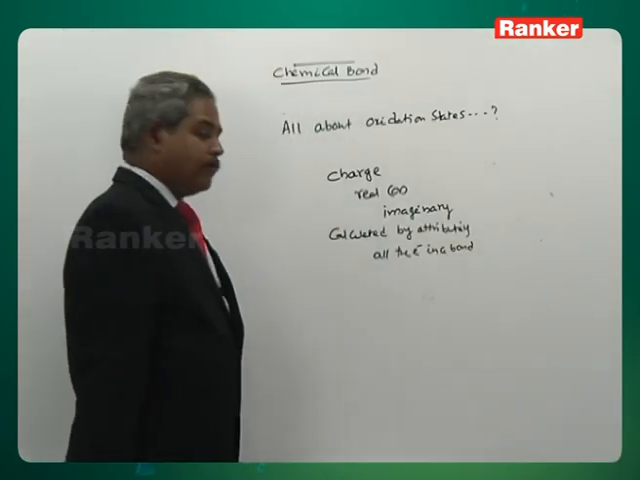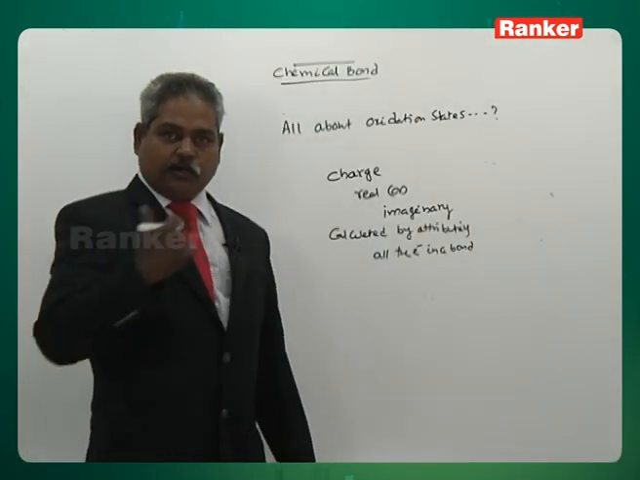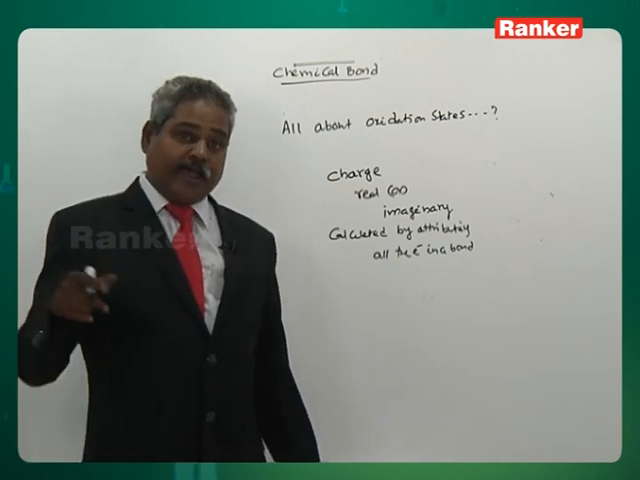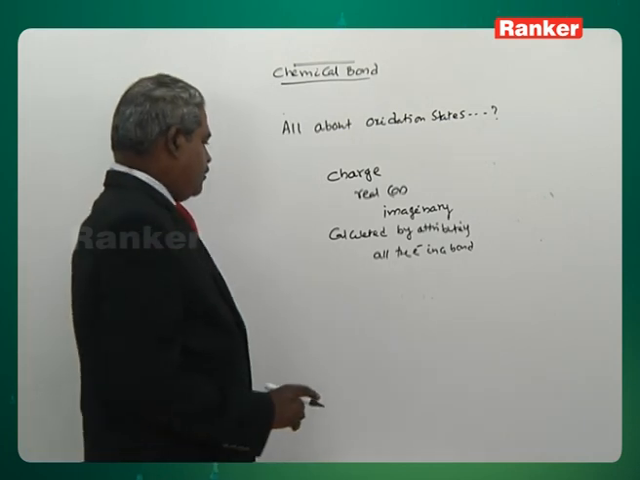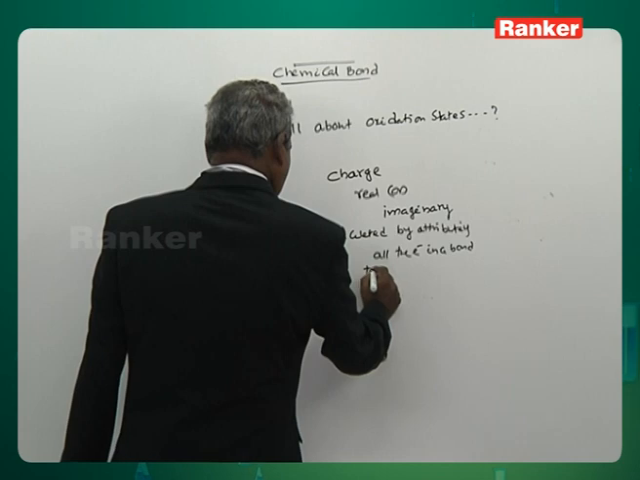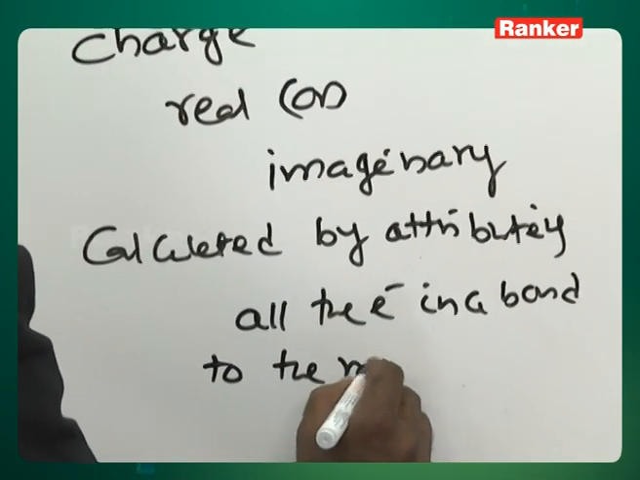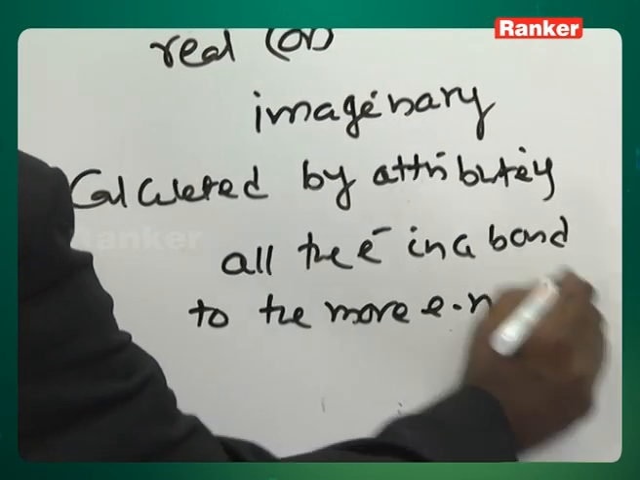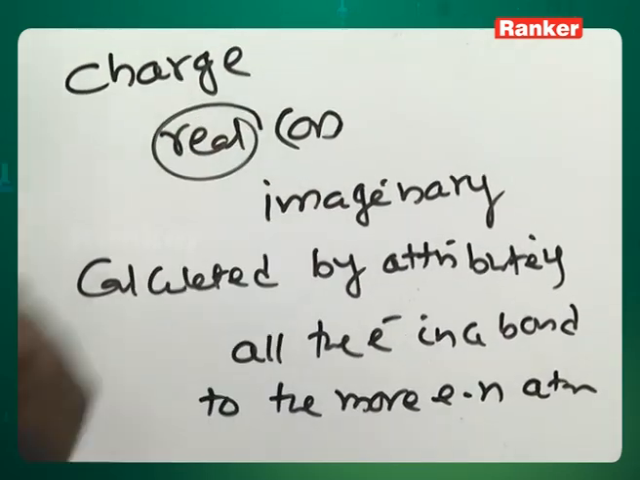All the electrons in a bond, whether they belong to the other atom or this atom. In HCl, there are 2 electrons, one of them belongs to H, but still we attribute all the electrons in a bond to the more electronegative atom. So why did I say real or imaginary?